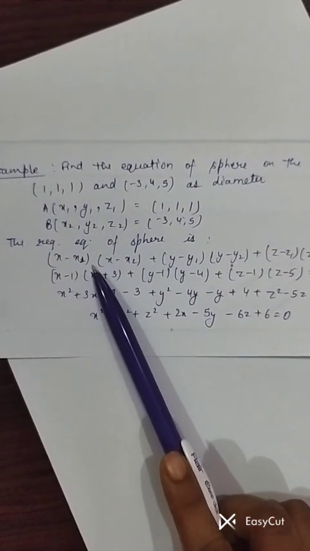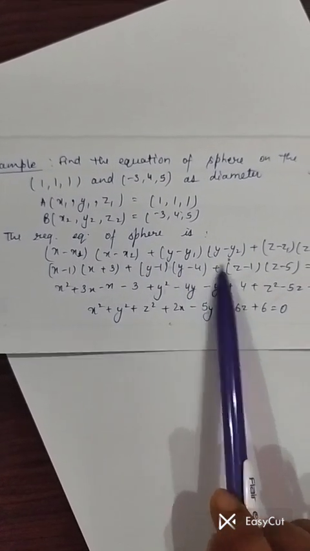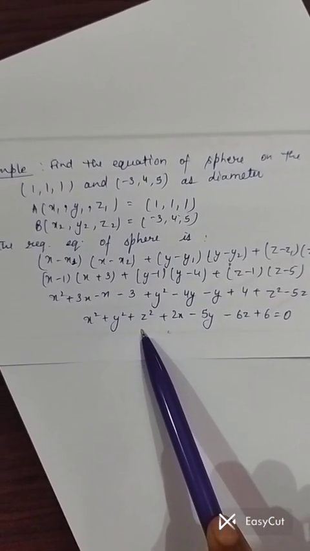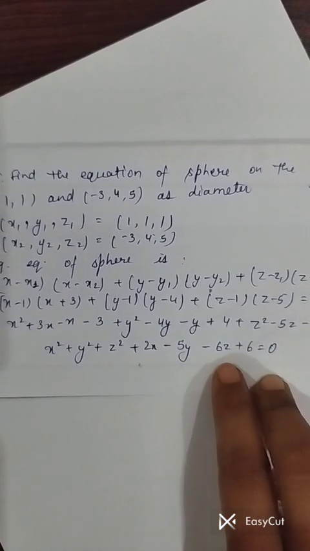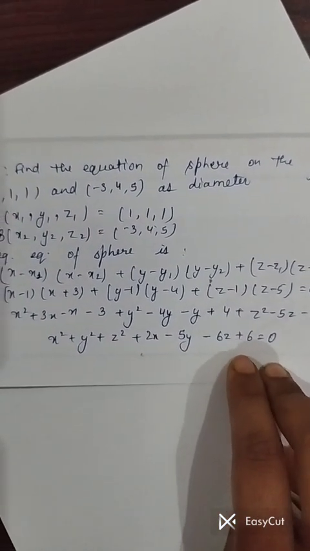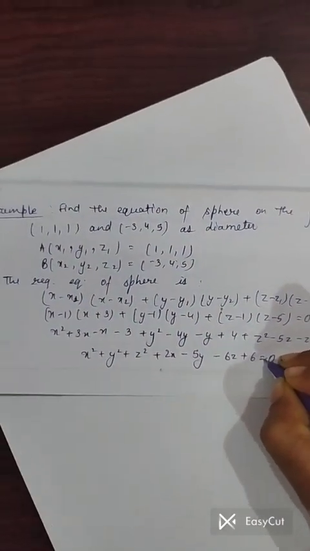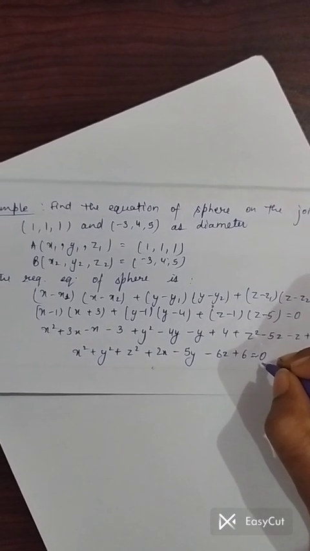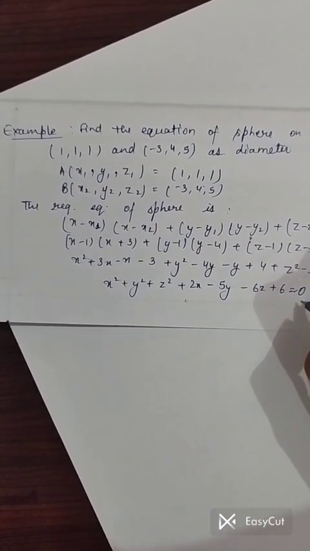So we have put the values of x1, y1, z1 and x2, y2, z2, and the equation comes out as x square plus y square plus z square plus 2x minus 5y minus 6z plus 6 is equal to 0, which is our required equation of a sphere on joining a given diameter with the given points as 1 comma 1 comma 1 and minus 3 comma 4 comma 5.